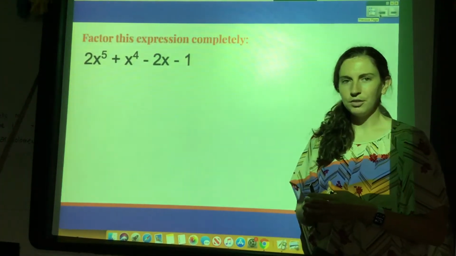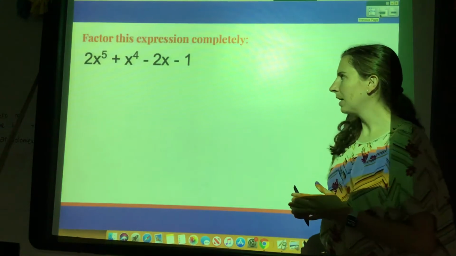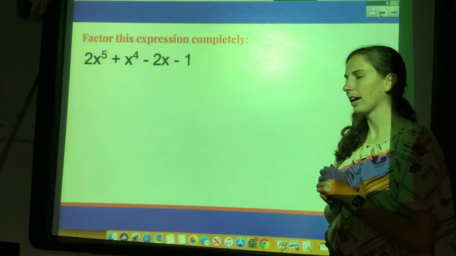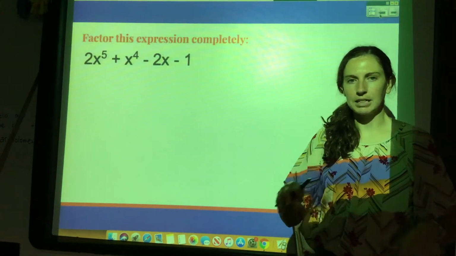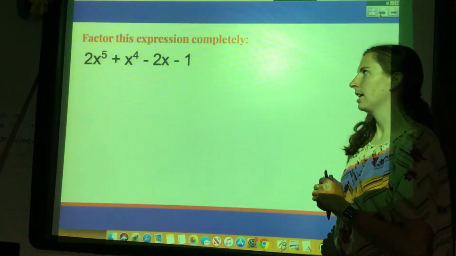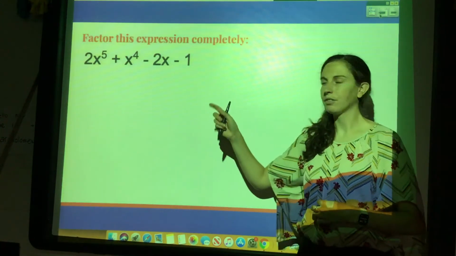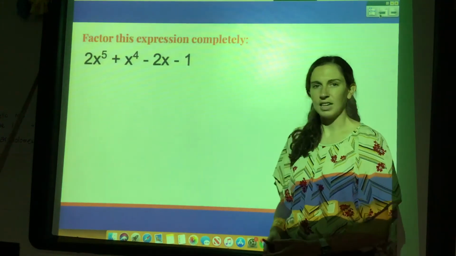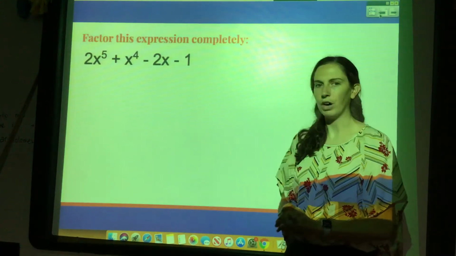So I wanted to do one final factoring example that includes a couple different forms of factoring, because sometimes when you factor, you have to mix up a couple different methods. So the first thing you should always do when you factor is look and see if there's a GCF, something you could take out of every single term. And this one, that's not the case, so we'll move on.